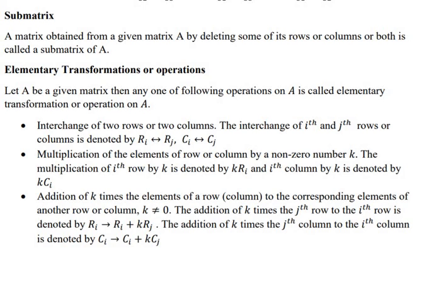Addition of k times the elements of a row or column to the corresponding elements of another row or column, k not equal to 0. The addition of k times the jth row to the ith row is denoted by Ri tends to Ri plus kRj. The addition of k times the jth column to the ith column is denoted by Ci tends to Ci plus kCj.